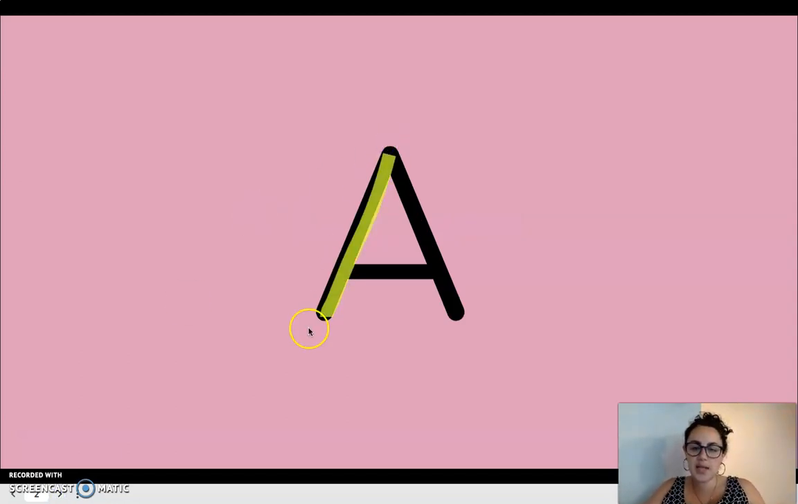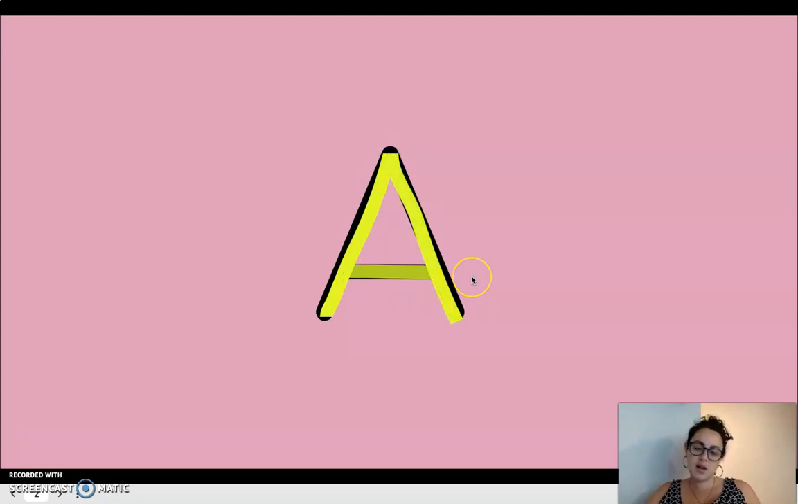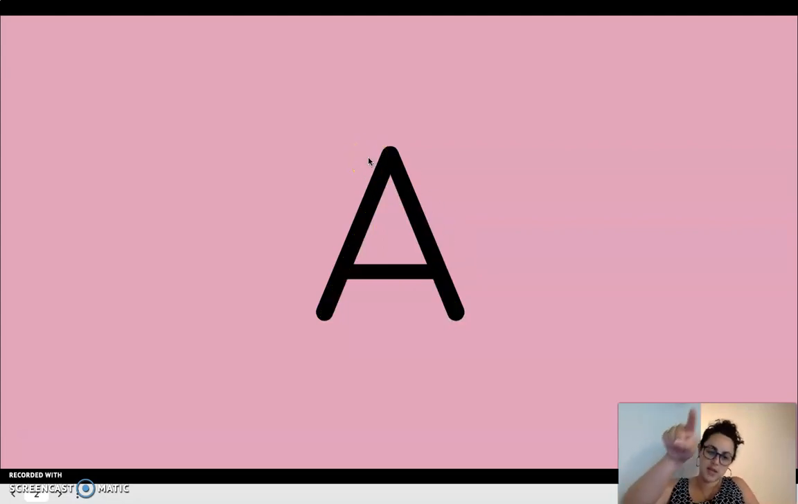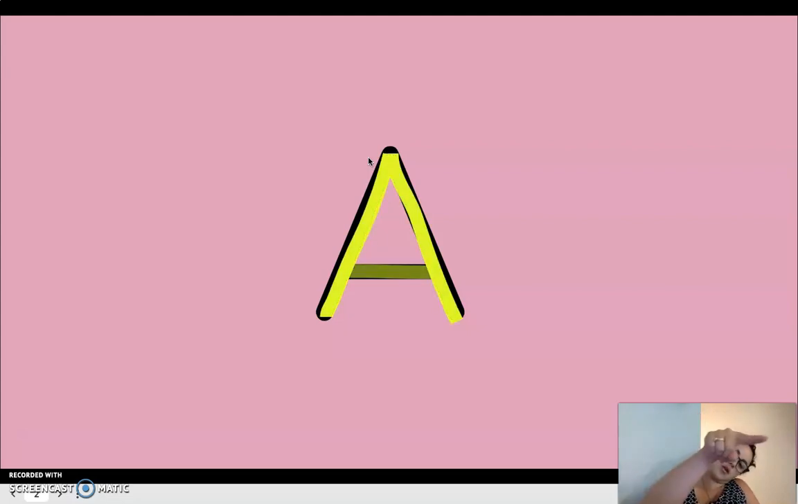We do a diagonal line down, a diagonal line down, and then a line across. That's an uppercase A. Let's try writing it in the air together. Diagonal down, lift up your pencil. Diagonal down, lift up your pencil, line across.